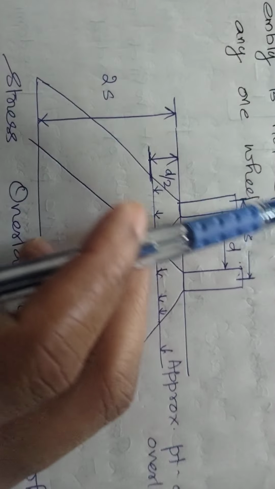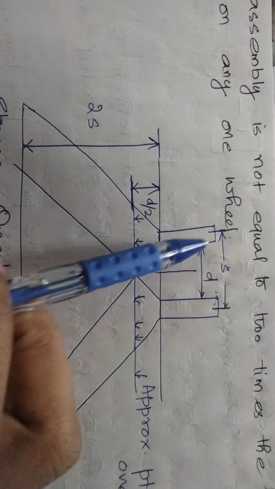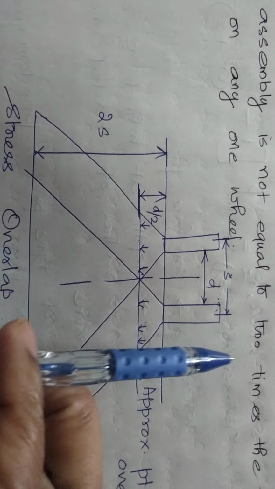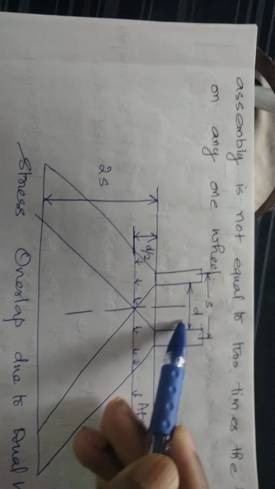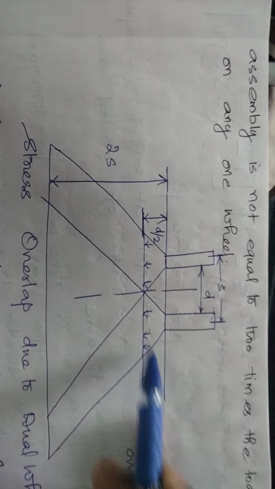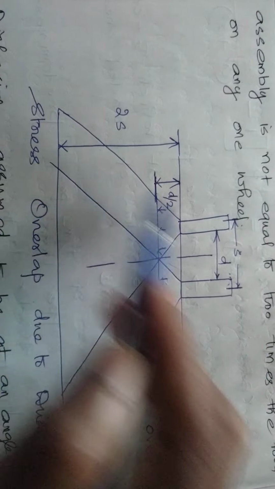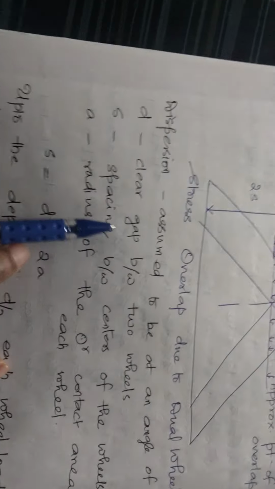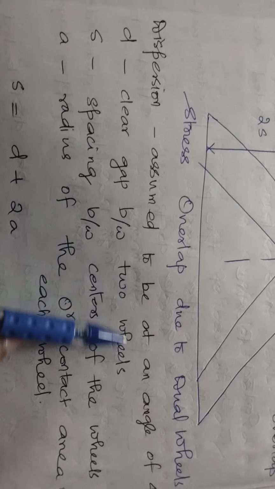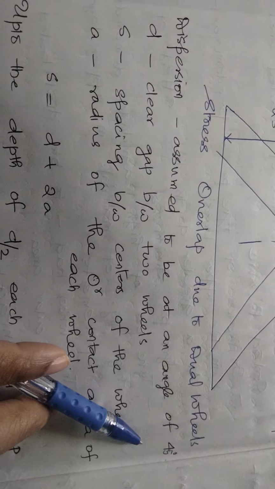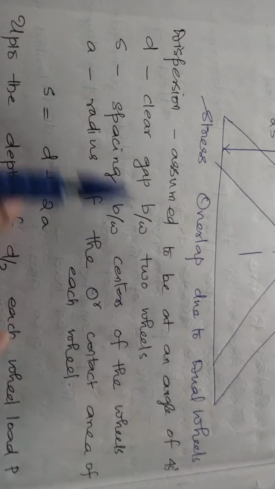So here, in the dual wheels, the two wheels are separated by a center to center distance of S. This is the distance D. This is the approximate pressure overlap, here it is D by 2, and this is 2S, that is 2 times S. This is the stress overlap due to dual wheels. So the dispersion is assumed to be at an angle of 45 degrees. D is the clear gap between the two wheels.